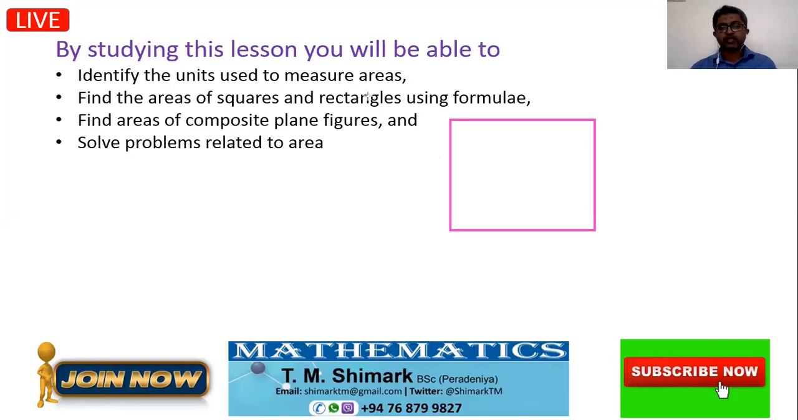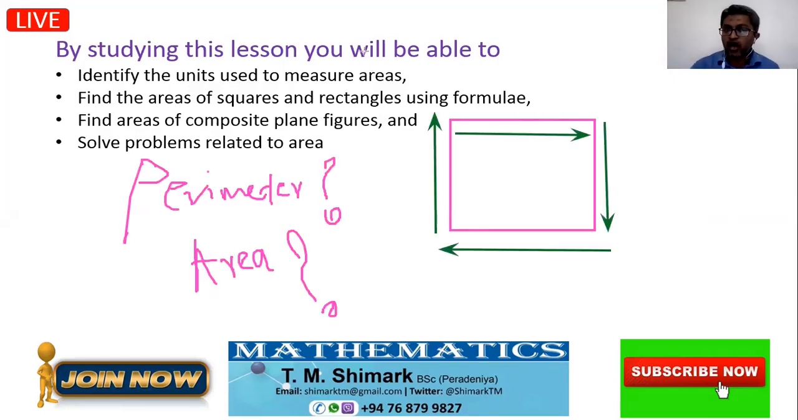Now we have studied perimeter, right? So perimeter and area, what is the difference? The distance around will be the perimeter. Area means all the things inside will be included.